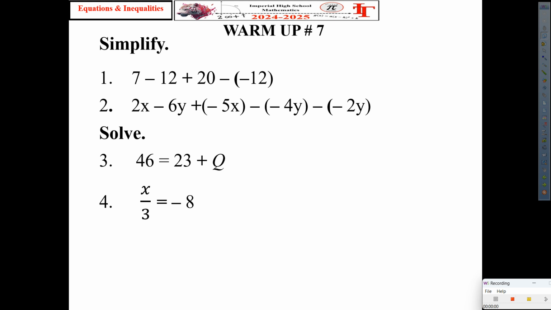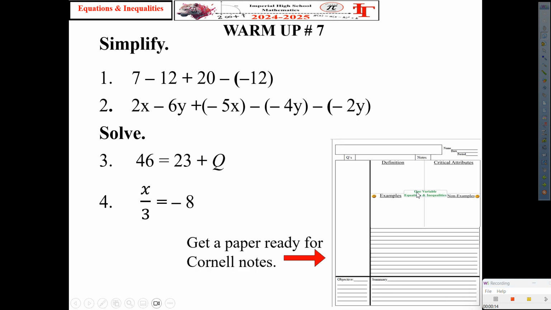Warm-up number 7 is on the screen. Once again, this is something that we did yesterday, and we're continuing on. See how you do with that. After that, make sure you get a Cornell note ready, like the one that is on the screen right there. Prayer model, and so on and so forth. Set that up, please. Copy and go.